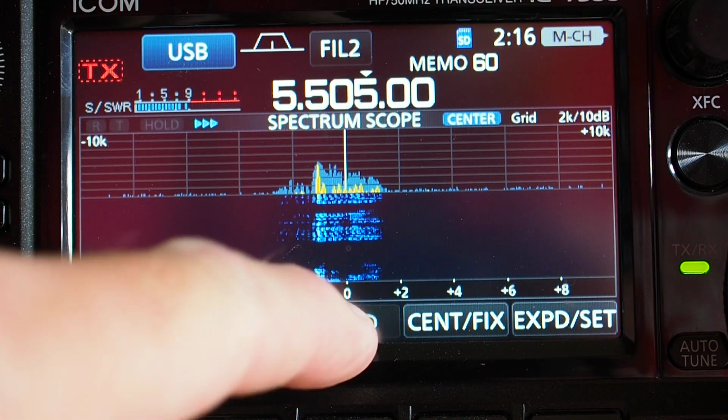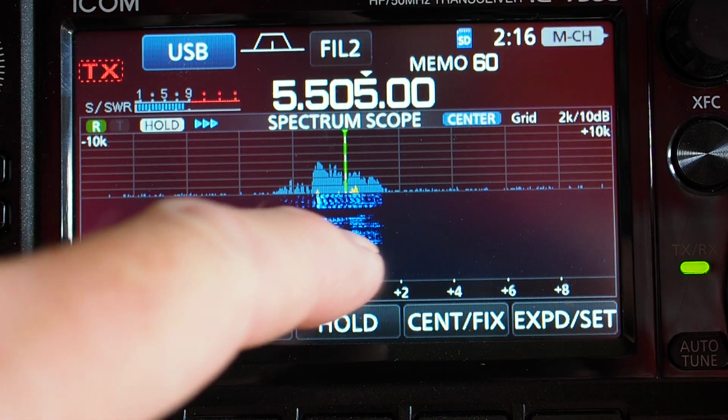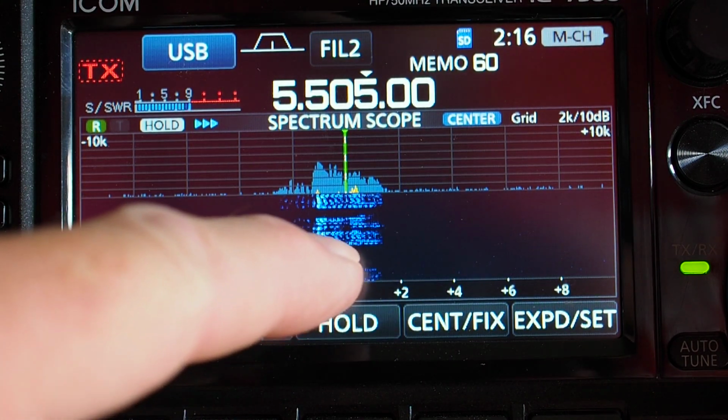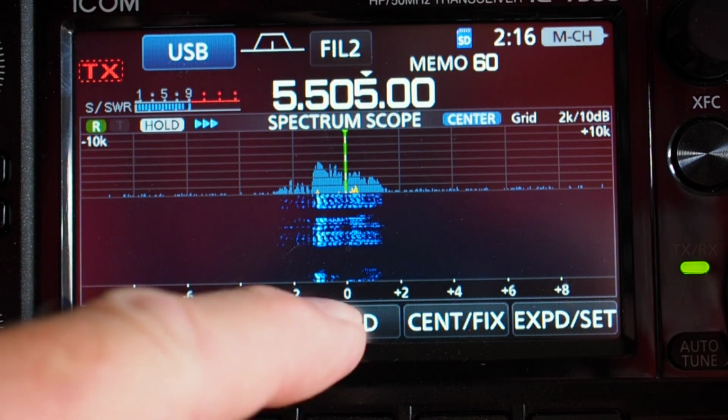And again, I'm just going to pause that for a second. Lovely example there of absolutely nothing being transmitted in between those speech peaks.